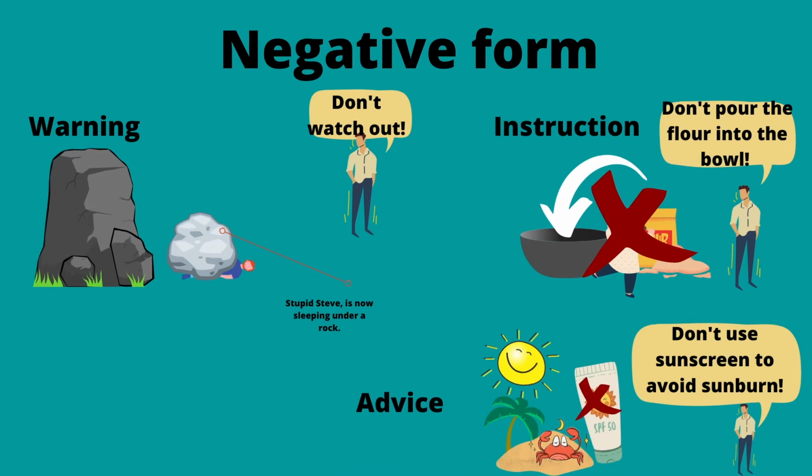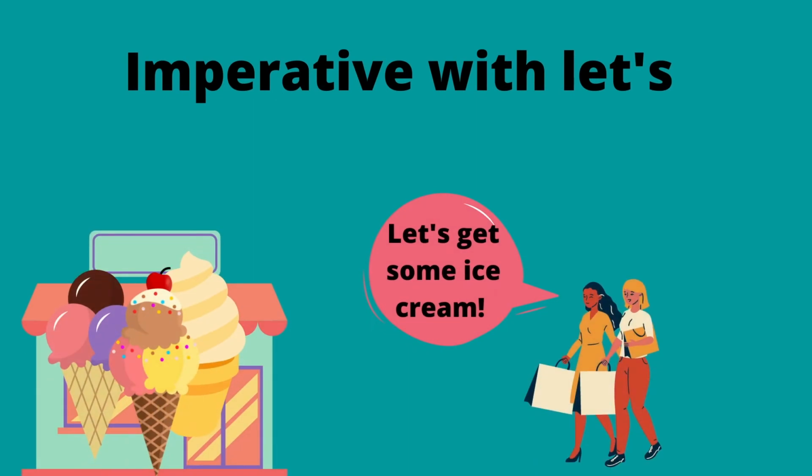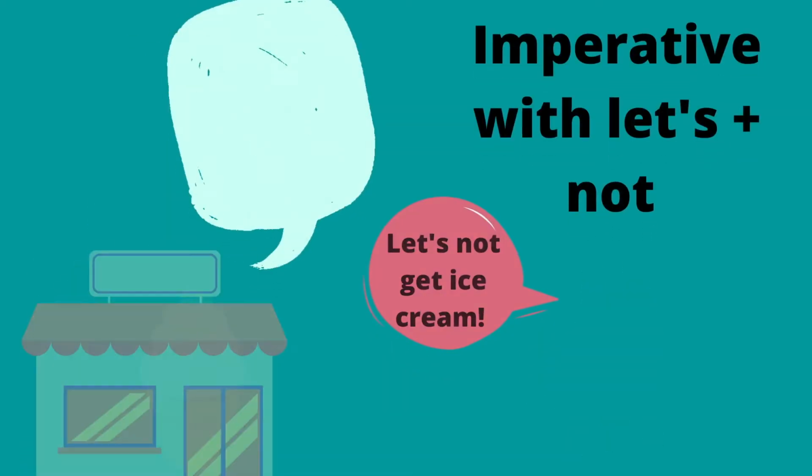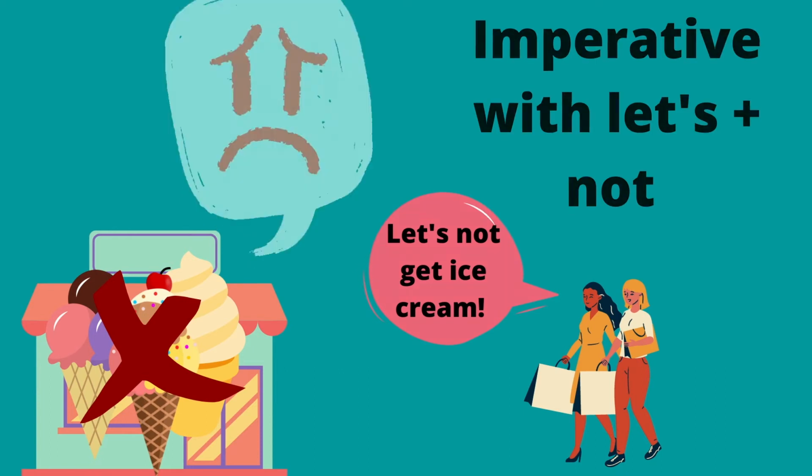It's also possible to use the imperative with let's or let us. For example, let's get some ice cream. For the opposite, for the negation or the negative form, we use not. So not don't, but not. You say, let's not get ice cream. However, who wouldn't want to get ice cream though?